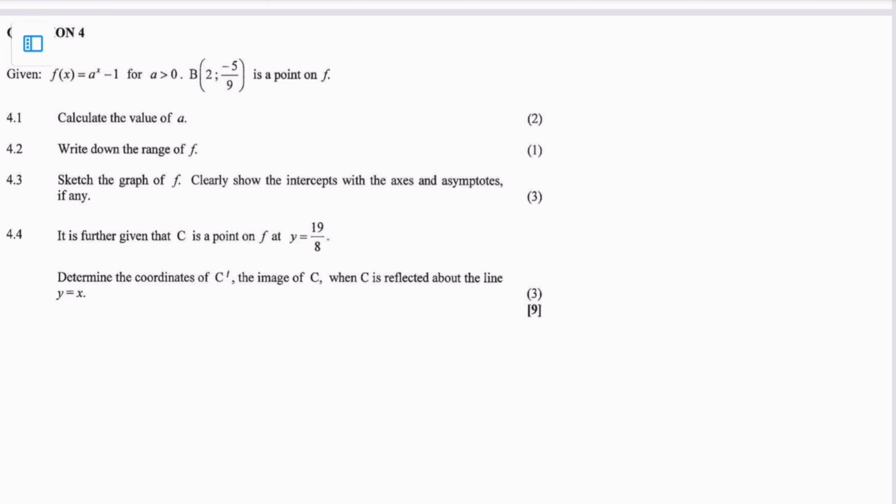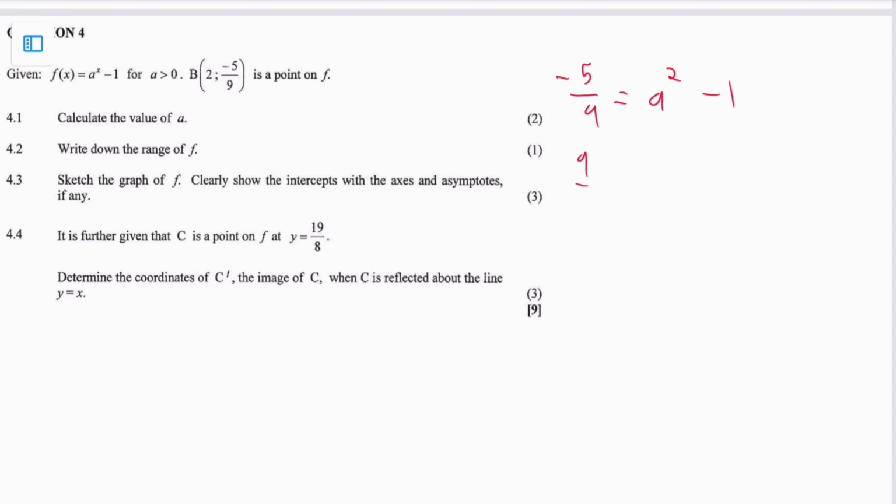So now let's move on to this question. So they tell us that we have f of x equals to a to the power x minus 1 for a is greater than 0. And they give us a point on f. So they ask us, please calculate the value of a. Very simple. We are just going to plug in the point. So f of x is the same as y. So we plug in this coordinate for y, negative 5 over 9, equals to a squared minus 1.